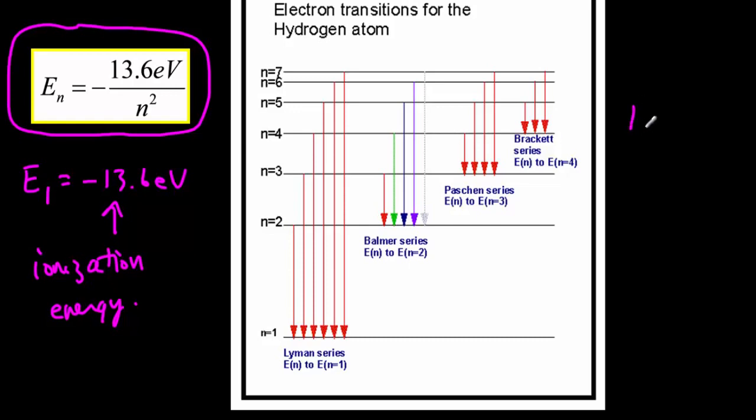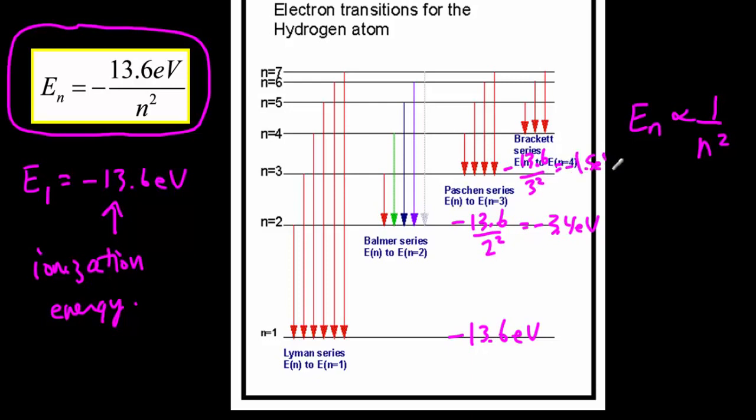And then the subsequent energy levels vary as 1 over n squared. So n equals 1 is negative 13.6 eV. n equals 2 will be negative 13.6 divided by 2, it's the second energy level, all squared, which will come out to negative 3.4 eV. And then the next energy level up, the third energy level, would be negative 13.6 divided by 3 squared, which comes out to about negative 1.5 eV.